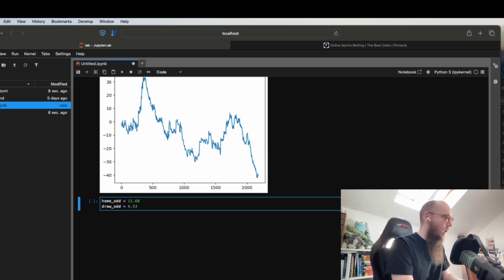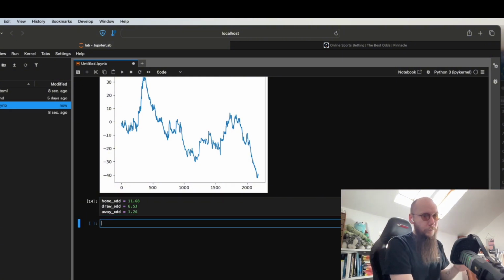Always weirds me out when I say it, but that's how it works. And then the away odd is 1.26. So, to get probabilities from odds, you just take the reciprocal.